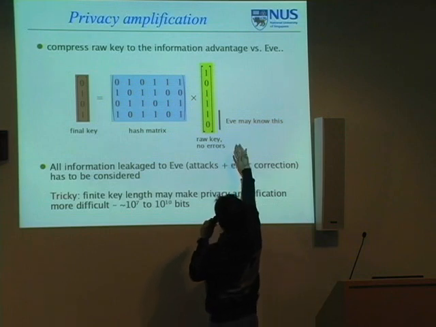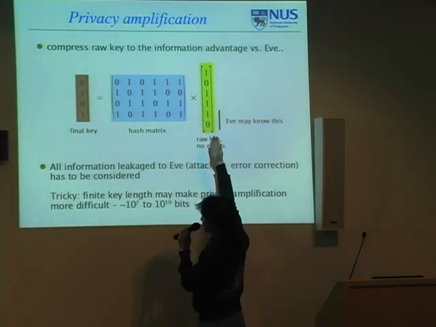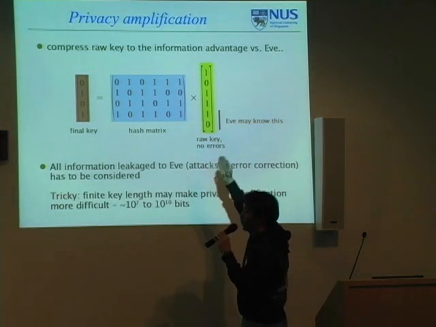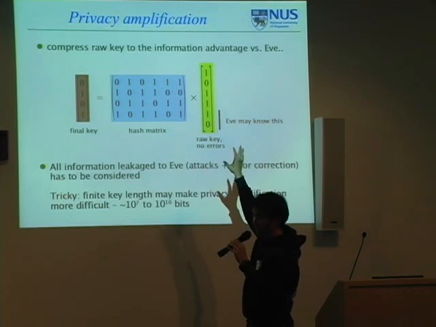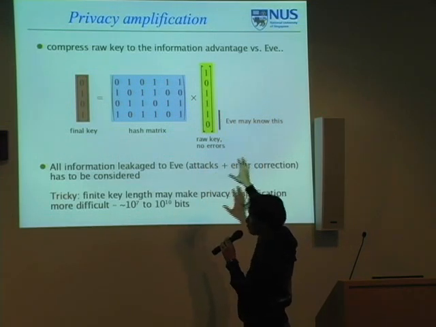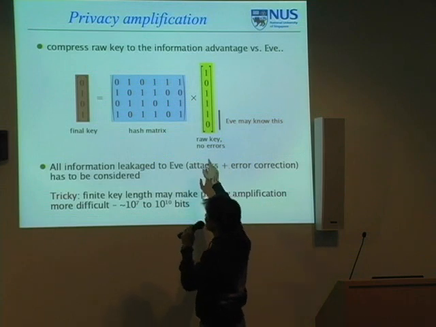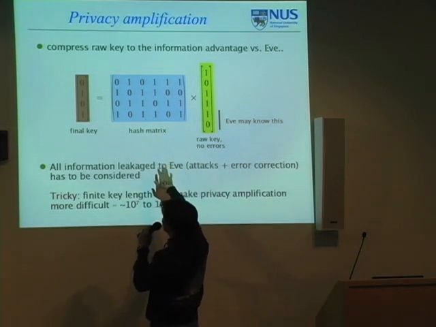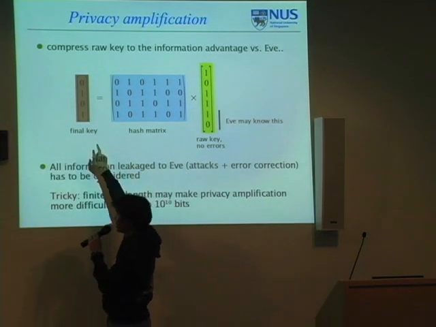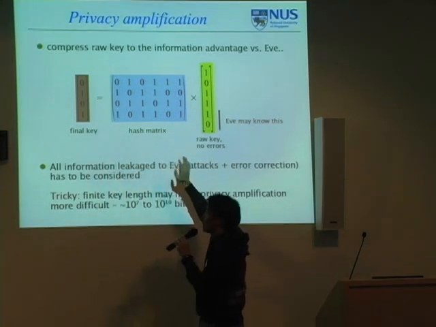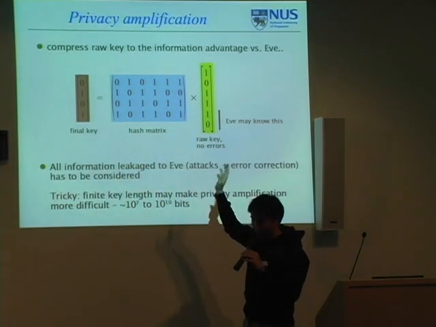So you suspect that Eve may know a few of the bits. Now, you don't have to know which exact bits she has information on. You just have to know the fraction. And what you do is multiply it with a random matrix, and then you get a final secure key. Now, this random matrix can be public knowledge. The eavesdropper may know its structure.